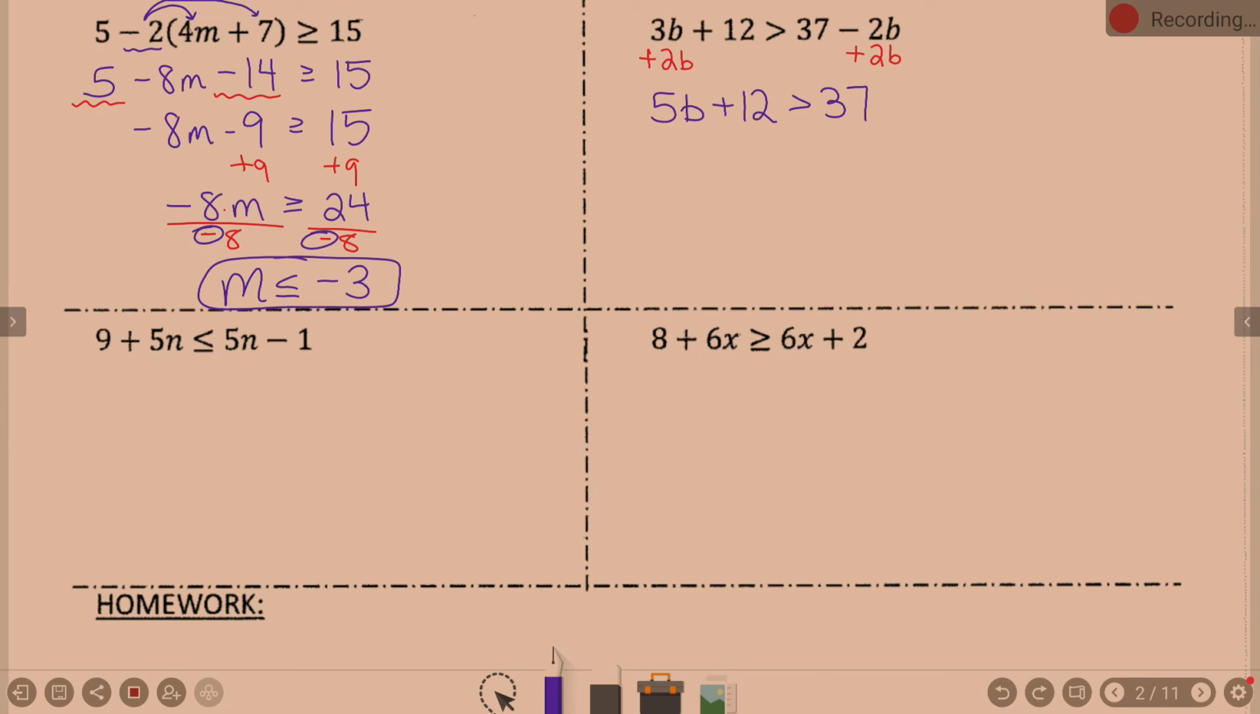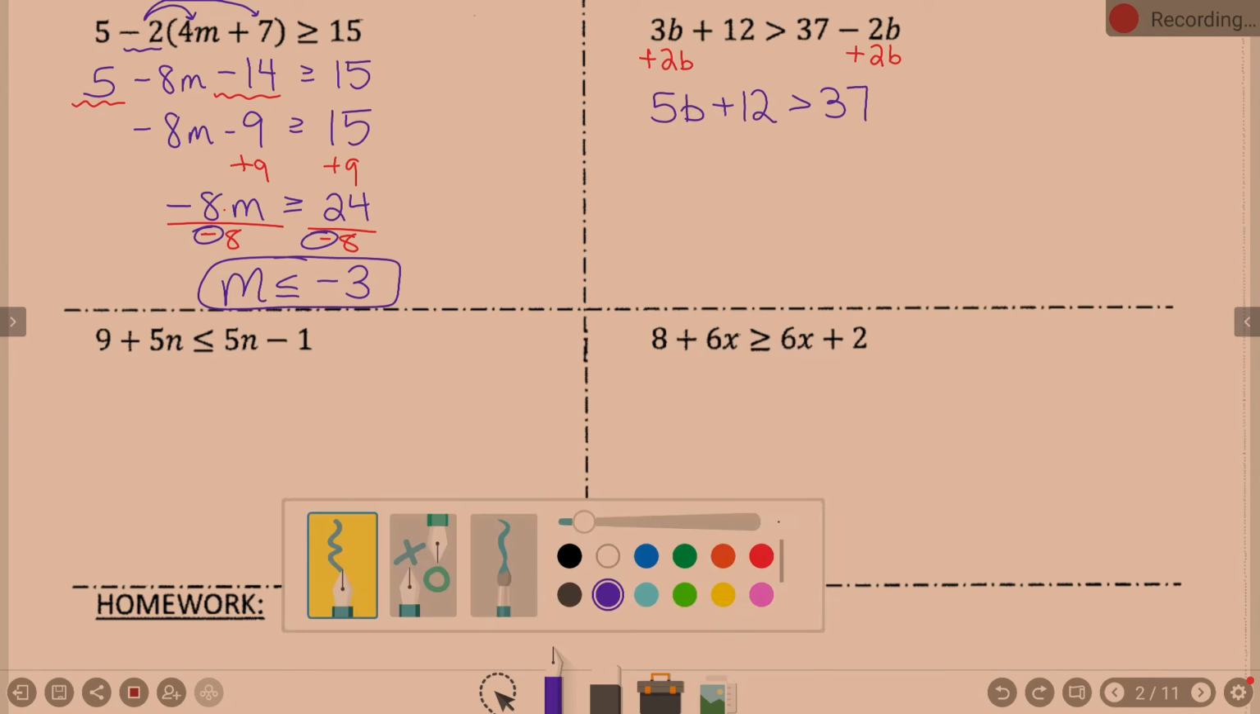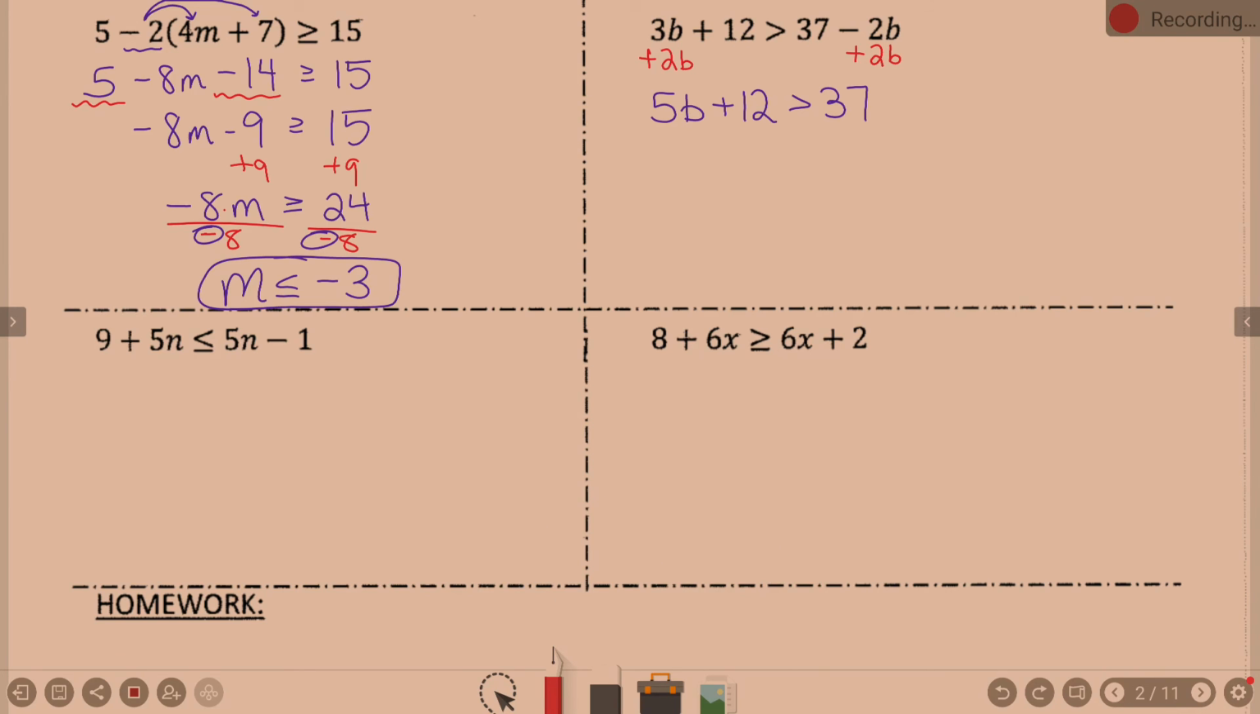Now, what I like about this one, it's not negative. Well, you know what to do from here. This is just like all the others. If it's 5b plus 12, we're trying to get the b by itself, so we're going to move the 12 first. We're going to subtract 12.